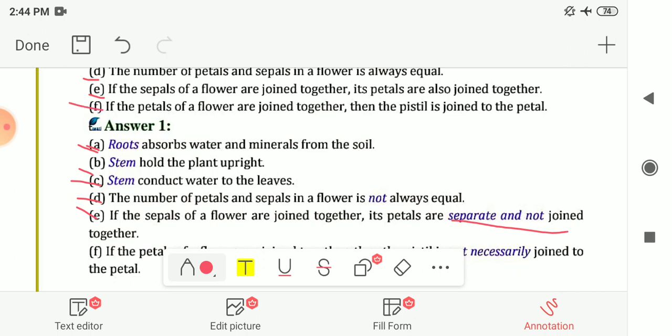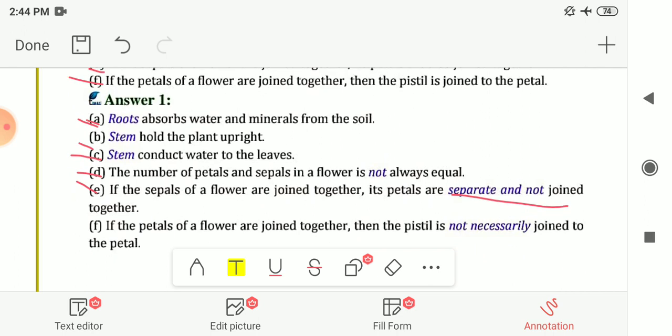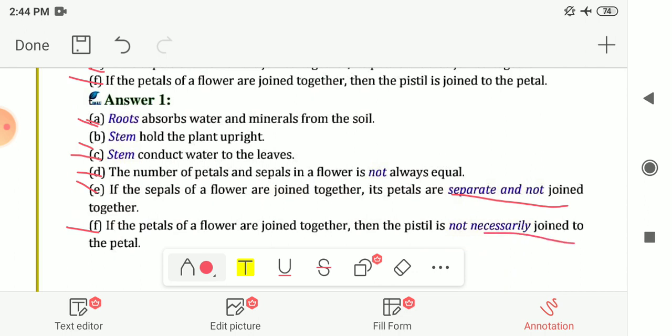Next, if the petals of a flower are joined together, then the pistil is joined to the petal. The correct statement for that is: if the petals of a flower are joined together, then the pistil is not necessarily joined to the petal. It is not necessary that pistil is joined to the petal. So these are the correct statements for the above sentences.